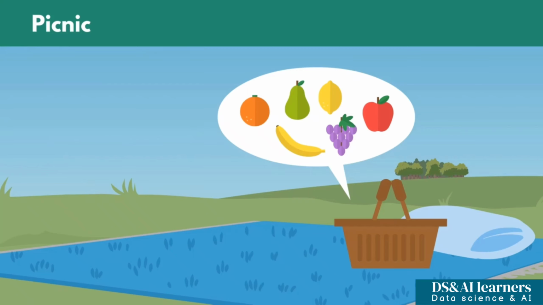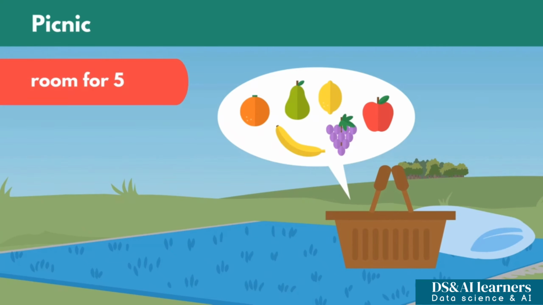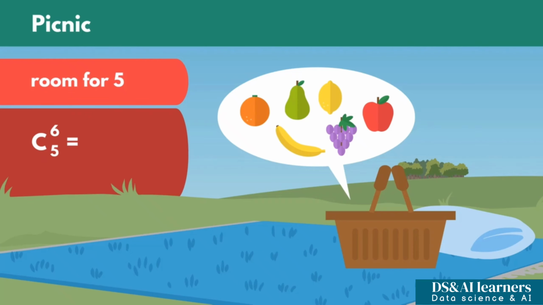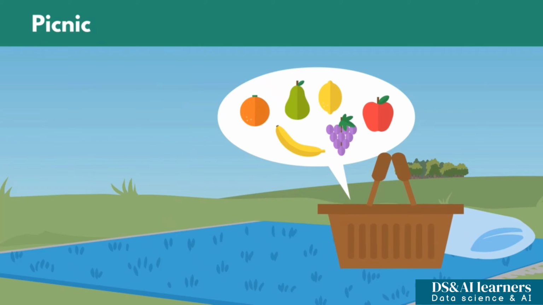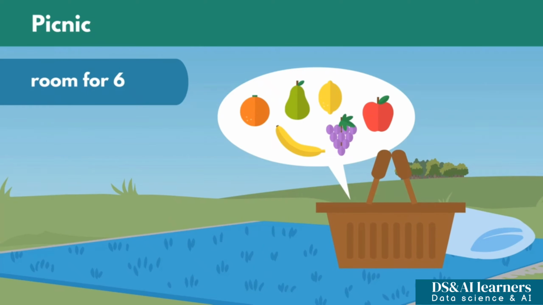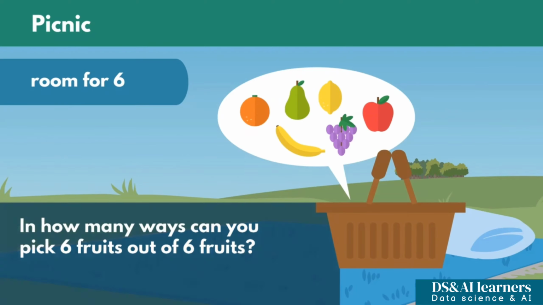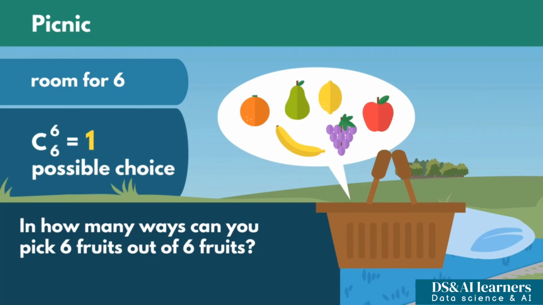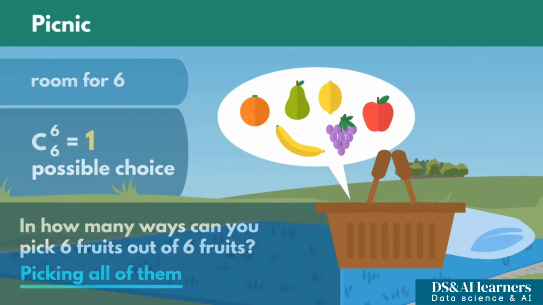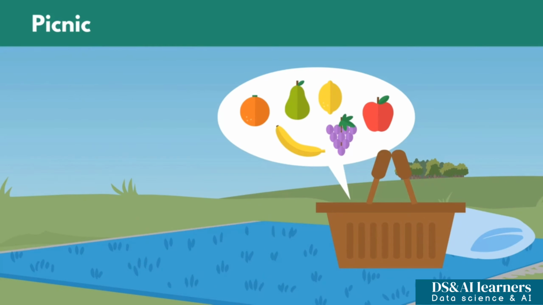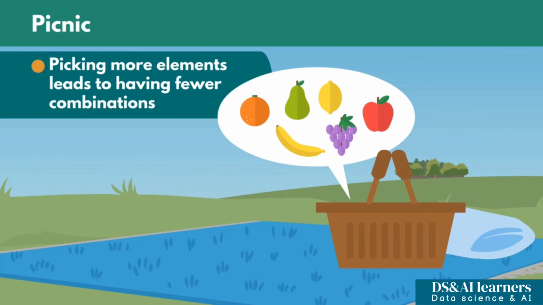Therefore, you go out and buy a bigger basket. But it turns out it can only fit 5 pieces of fruit. According to the formula, there are just 6 ways of picking the 5 fruits. What if you get an even bigger basket, which can fit 6 fruits? Well, in how many ways can you pick 6 fruits out of 6 fruits? Only one, picking all of them. So we see that in this case, picking more elements leads to having fewer combinations.